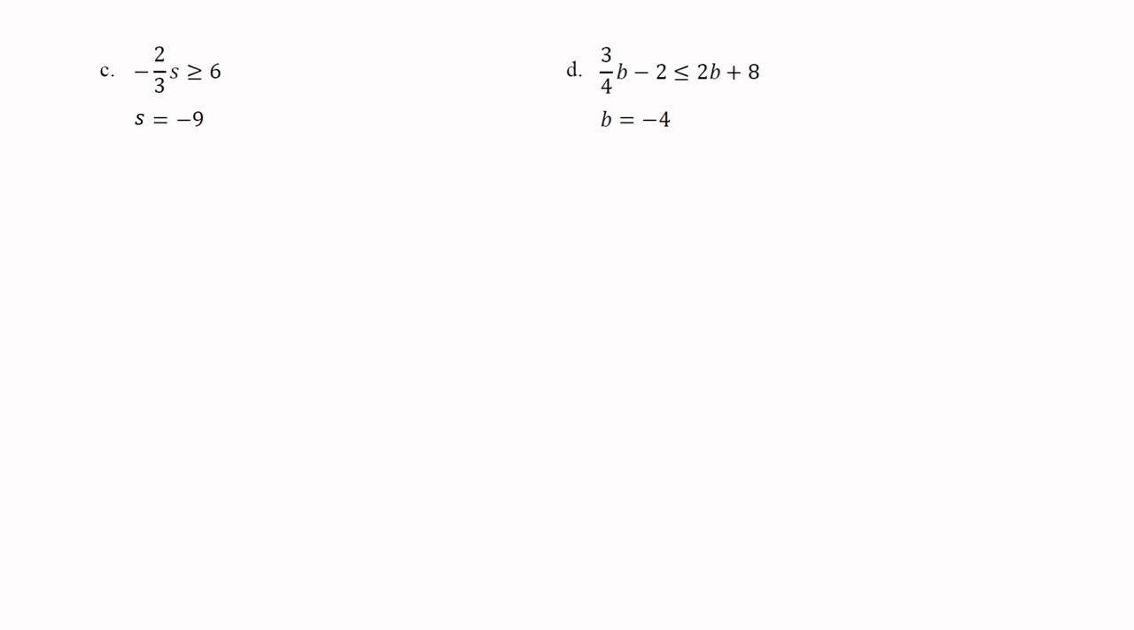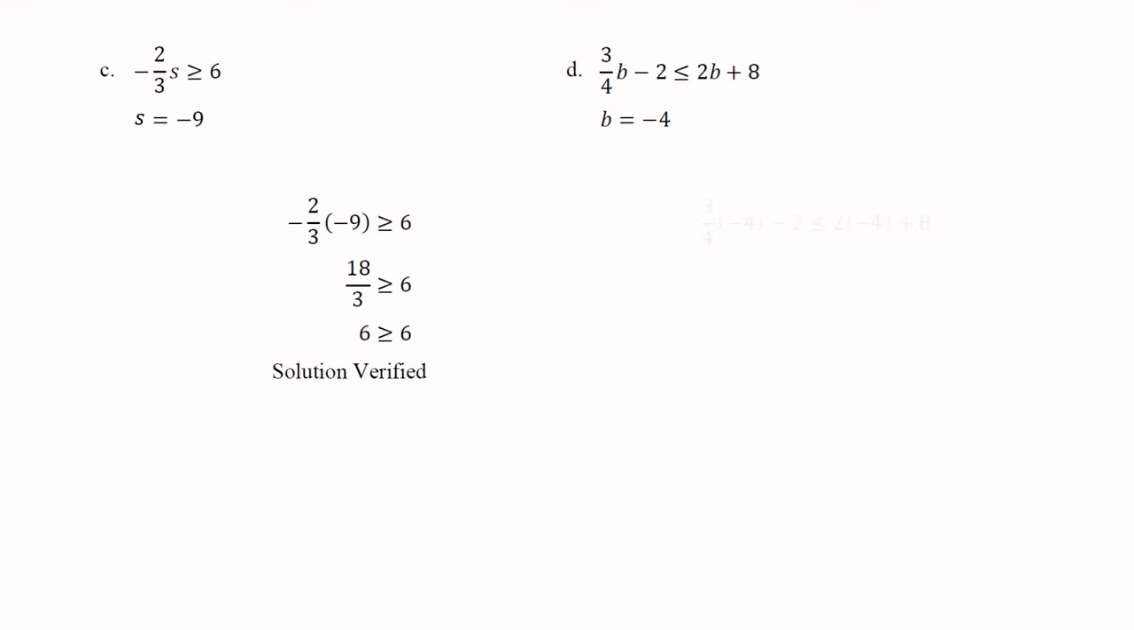For C, we have -2/3 times s is greater than or equal to 6, so we're going to put -9 in place of s. And when we multiply those two things, we get 18 over 3. 9 times 2 is 18. Negative times negative makes a positive. 18 divided by 3 is 6. 6 is indeed greater than or equal to 6 because 6 is equal to 6. So the solution is verified.